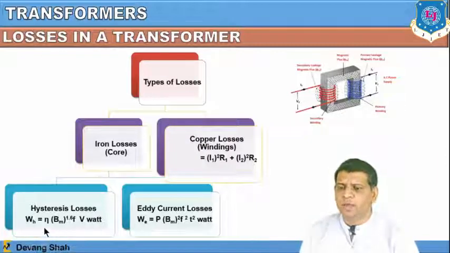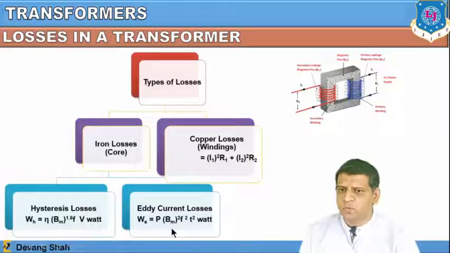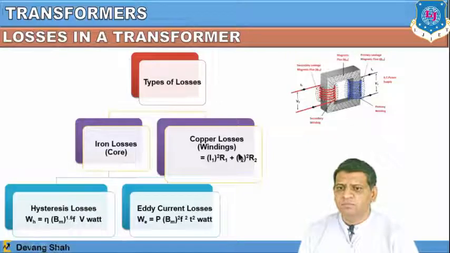WH is equal to η, which is efficiency, into Bm raised to 1.6 into frequency into volume, in terms of the watt, and the eddy current loss WE is equal to P into Bm square into F square into T square in terms of the watt. So this is about the losses in a transformer.